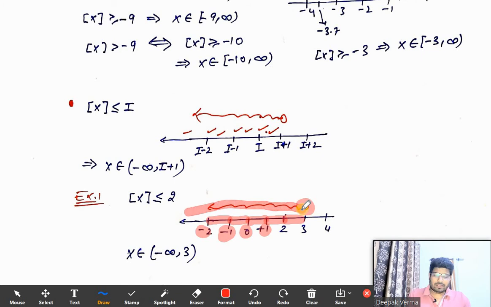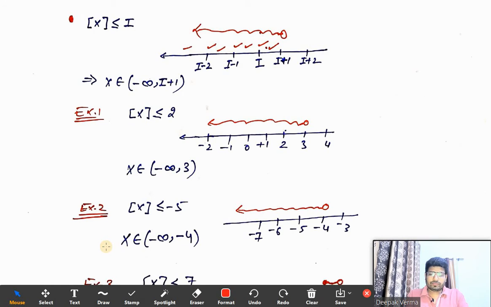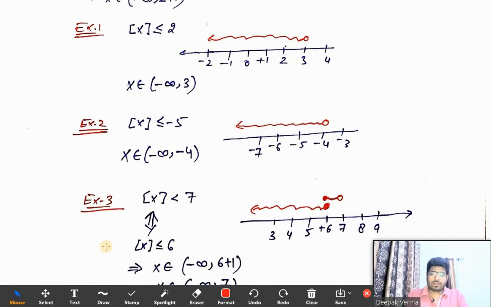Got it? Like this. In interval form, if we want to write, we can write like this: x belongs to minus infinity to 3. Is it clear? With 3 we put an open bracket, and with infinity, whether it is plus infinity or minus infinity, we never put a closed bracket. Got it? I hope it is clear. Closed bracket, I mean, not interval.